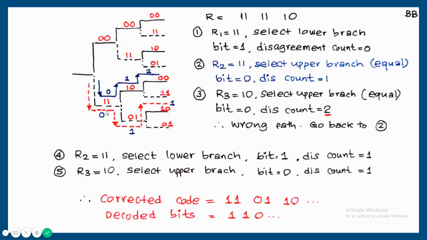So the corrected code will be 1, 1, 0, 1, 1, 0. And the decoded bits are 1, 1, 0. That is finally written here. Decoded bits are 1, 1, 0 and the corrected code is 1, 1, 0, 1, 1, 0.